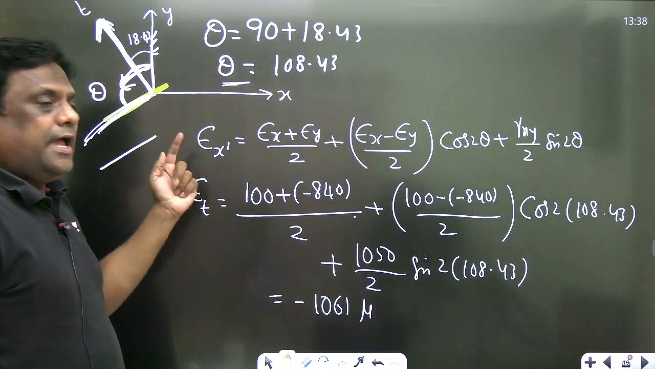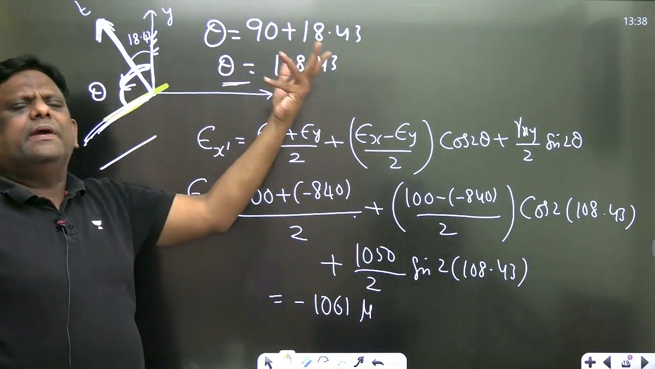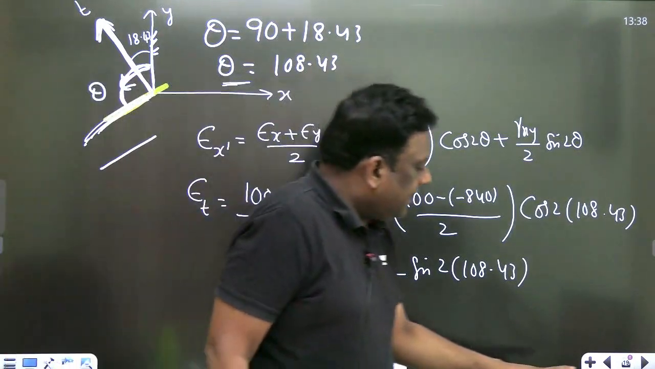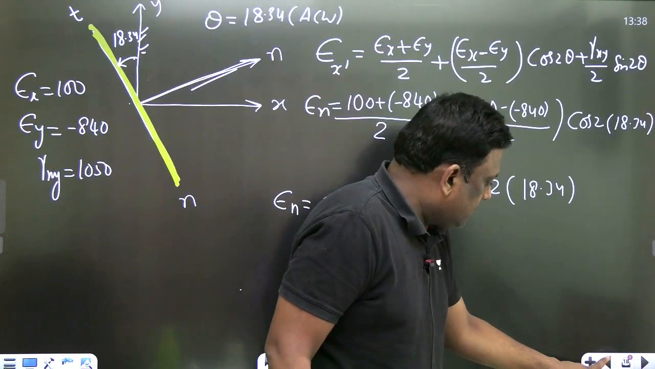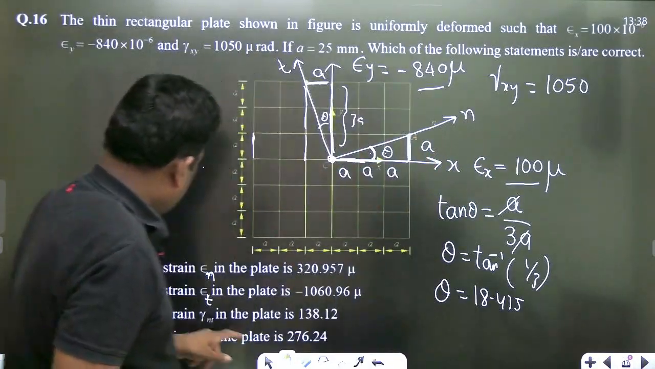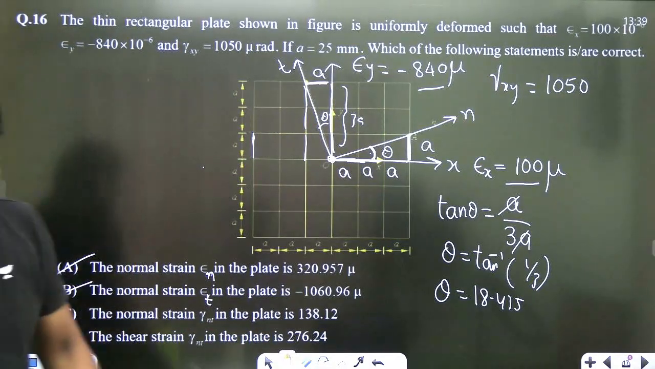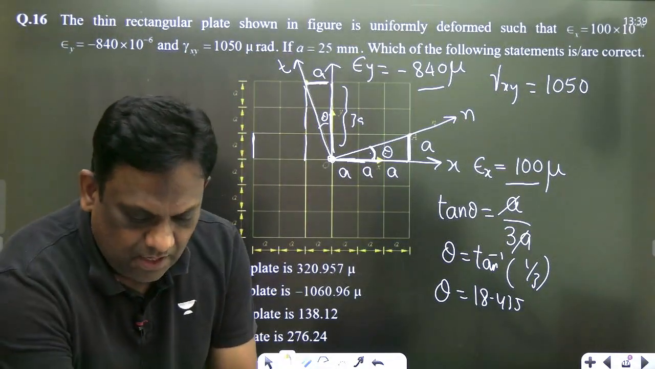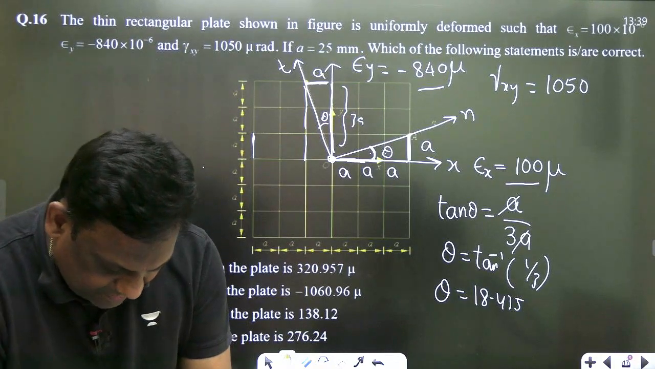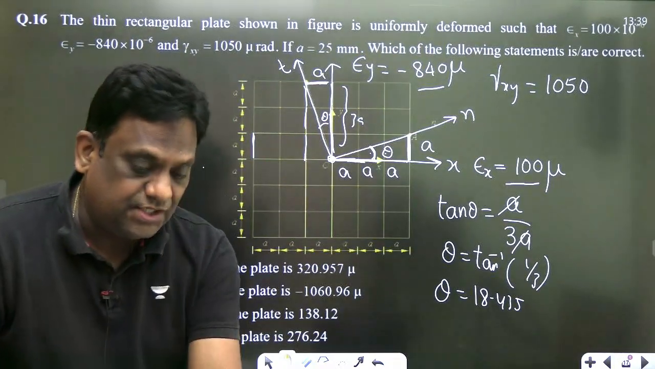That is the meaning. So epsilon n was positive. It means the length is increasing in n direction. So let me check. The normal strain in t direction is 1060. This is also correct. Normal strain is 10. कितना है रे? ये भी सही है.